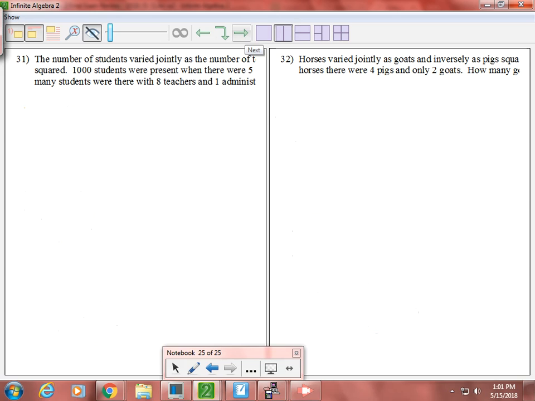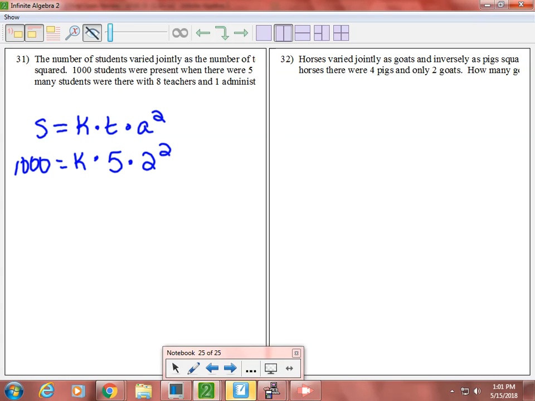31. This gets into our joint variation. So the number of students, so S equals, we need a k value right away, the number of teachers, and the number of administrators squared. So A squared. So we have 1,000 students. We don't know our k value. And then we have 5 teachers and 2 administrators. So 2 squared. So really this is 1,000 is equal to k times 5 times 4. Well, that's going to give us 20. So when you solve that for k is going to be 50.